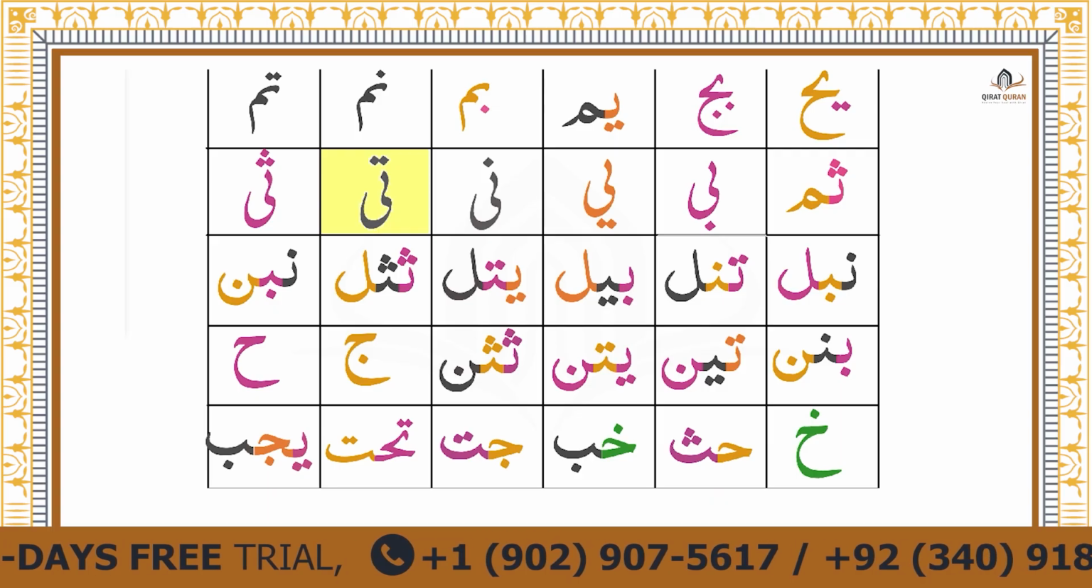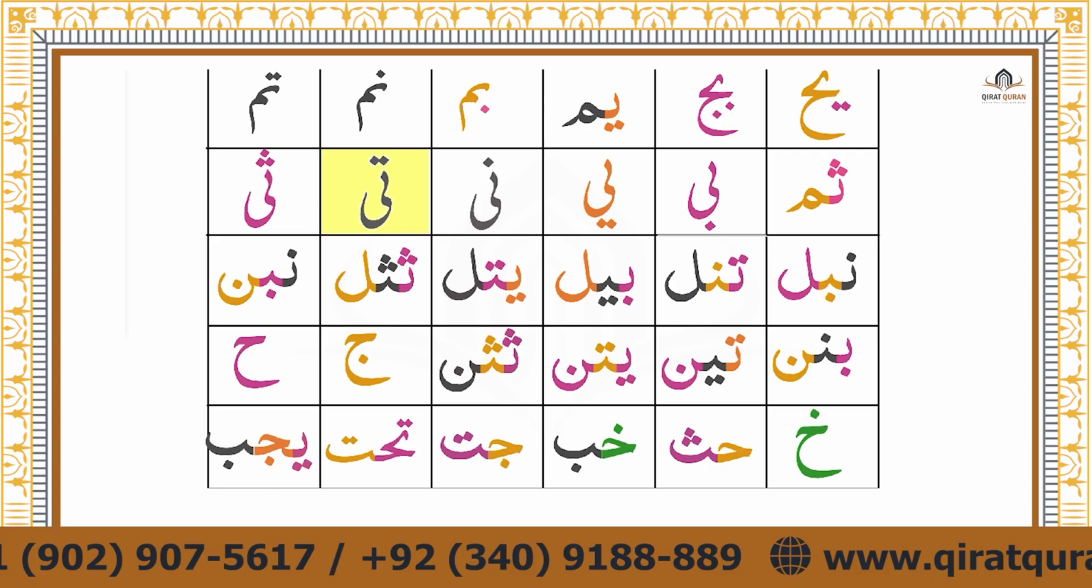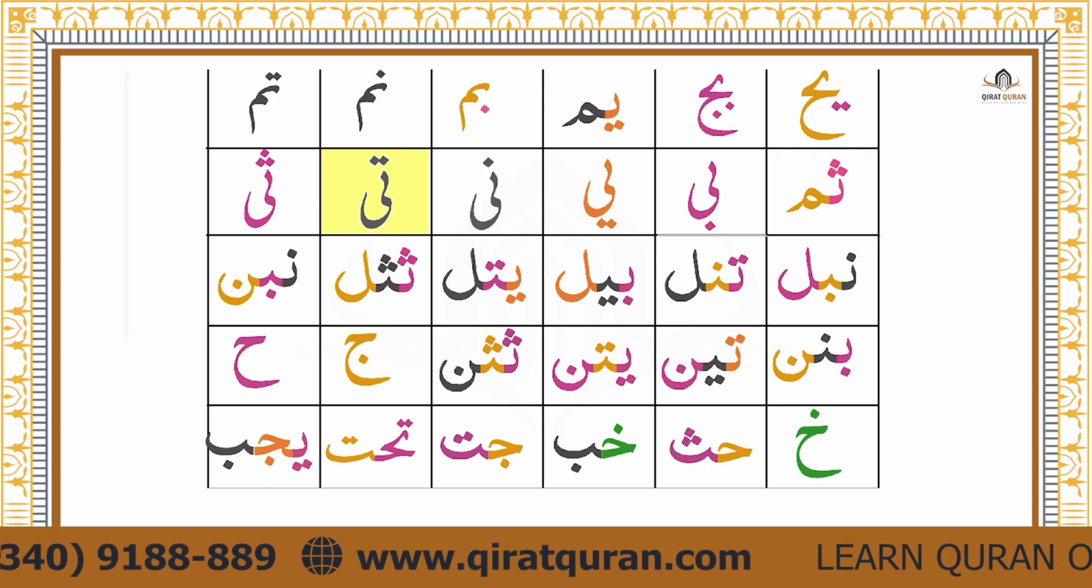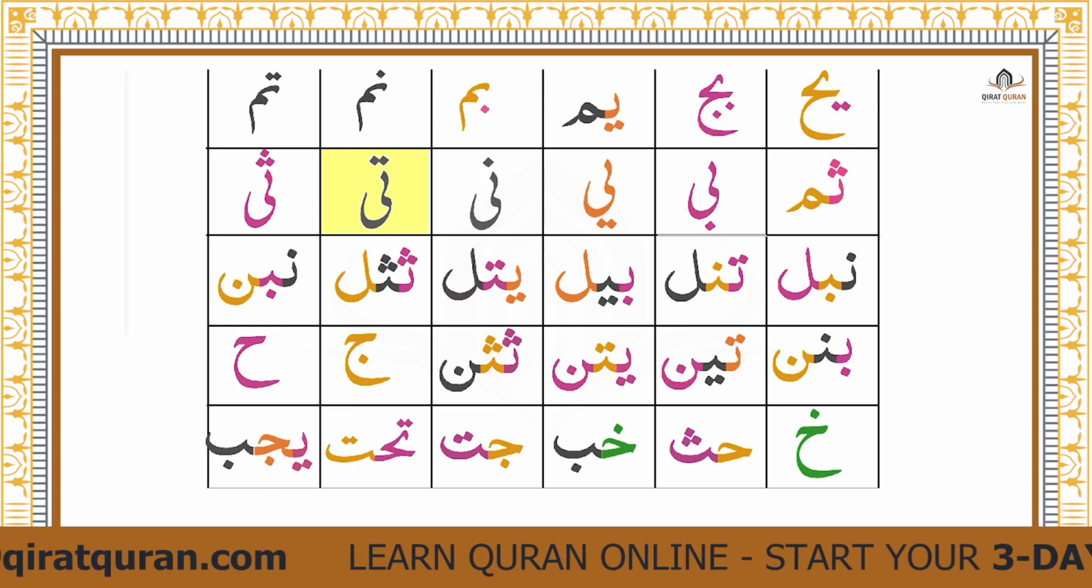These two letters: the first one, a letter having two dots at the top, is Ta. And the second one is Ya. Ta, Ya.